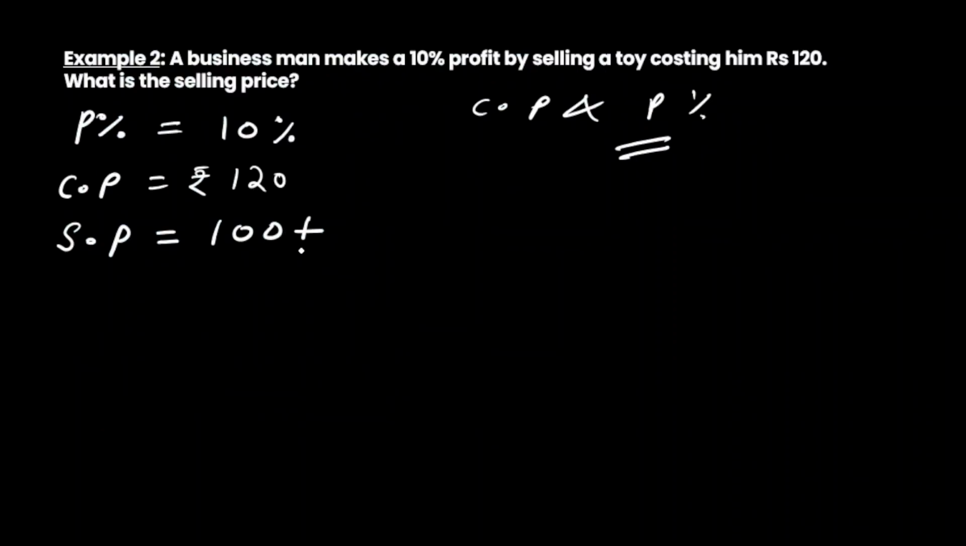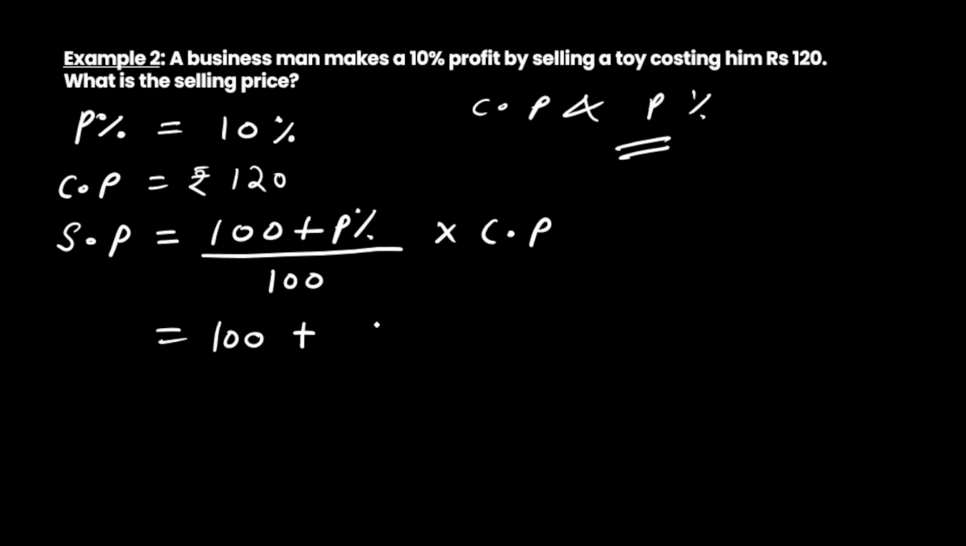In case of profit, we have to add. Don't write percent here, this is percent only we are adding. So 100 plus 10 by 100 into cost price. I'll just write the formula. Make sure you always write the formulas. So (100 plus 10) by 100 into cost price. Cost price is 120.